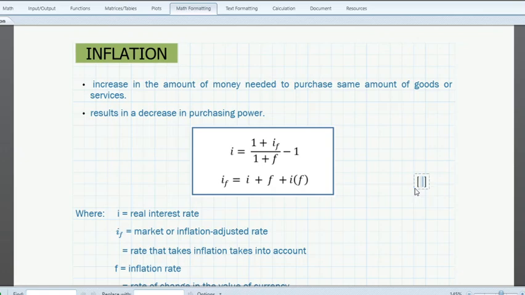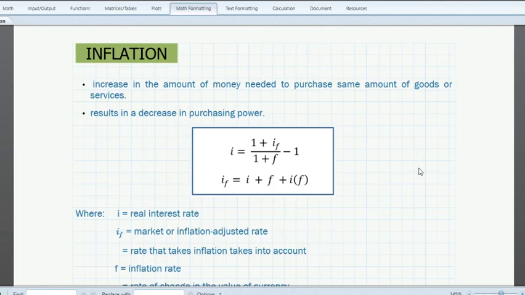So we have inflation for today's discussion. Inflation is the increase in the amount of money needed to purchase the same amount of goods and services. Inflation also results in a decrease in purchasing power. So anong ibig sabihin ng definition ni inflation? Yung inflation daw, ito daw yung reason kung bakit tumataas yung presyo ng mga bilihin ng goods and services natin.